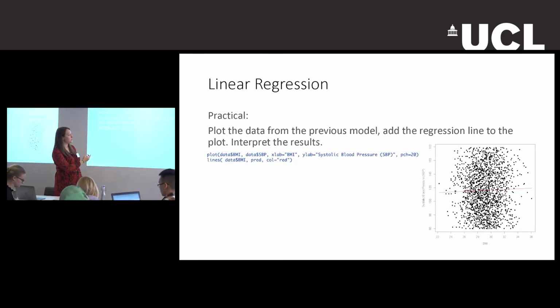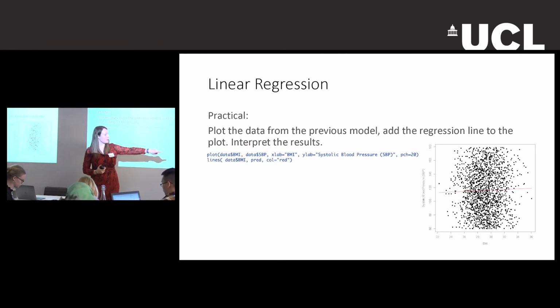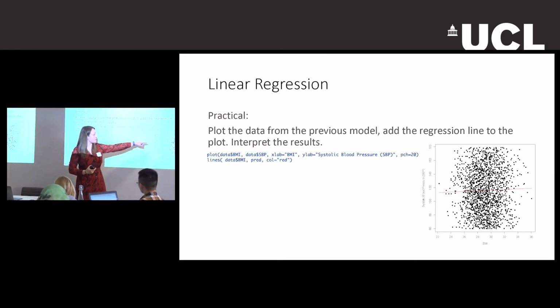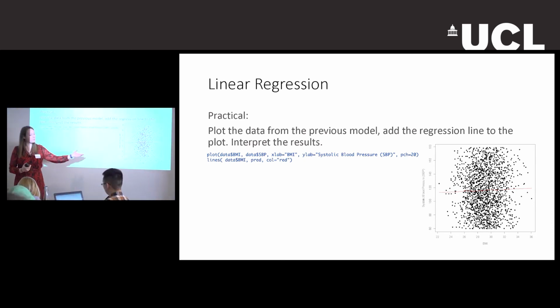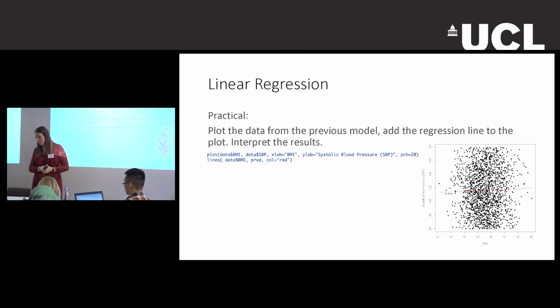This is an example plotting your systolic blood pressure points against BMI and then fitting the regression line. This red line here is your regression line. You can see why you didn't get a significant result, because it's almost horizontal.